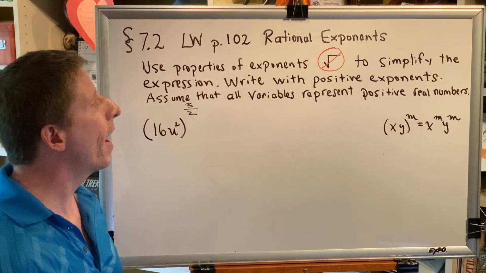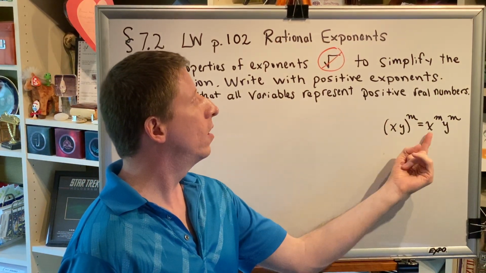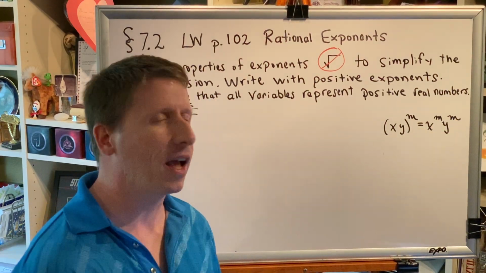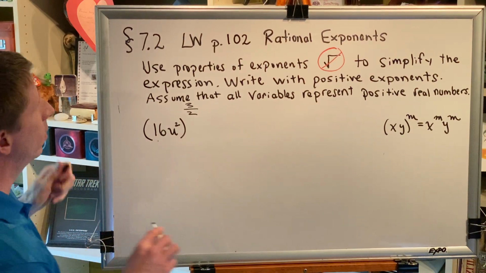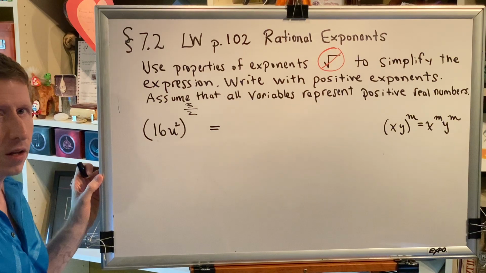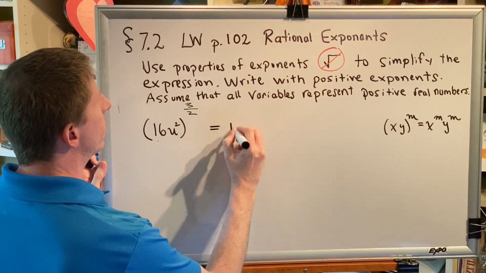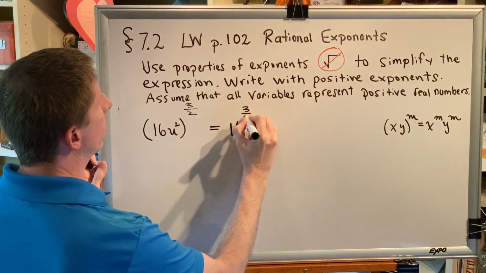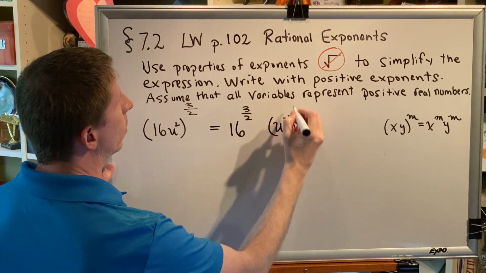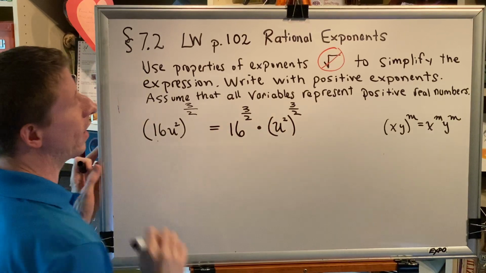So, let's take a look at what we have. This rule says, when two things in parentheses are being raised to an exponent, then each one of those things gets raised to that exponent, and then they get multiplied together. So that's what we're going to do here. The two things that are inside the parentheses being multiplied are the 16 and the u squared, and each one will be affected by this exponent of 3 halves. So we have 16 to the 3 halves power, u squared to the 3 halves power, and then those two things are going to be multiplied together.